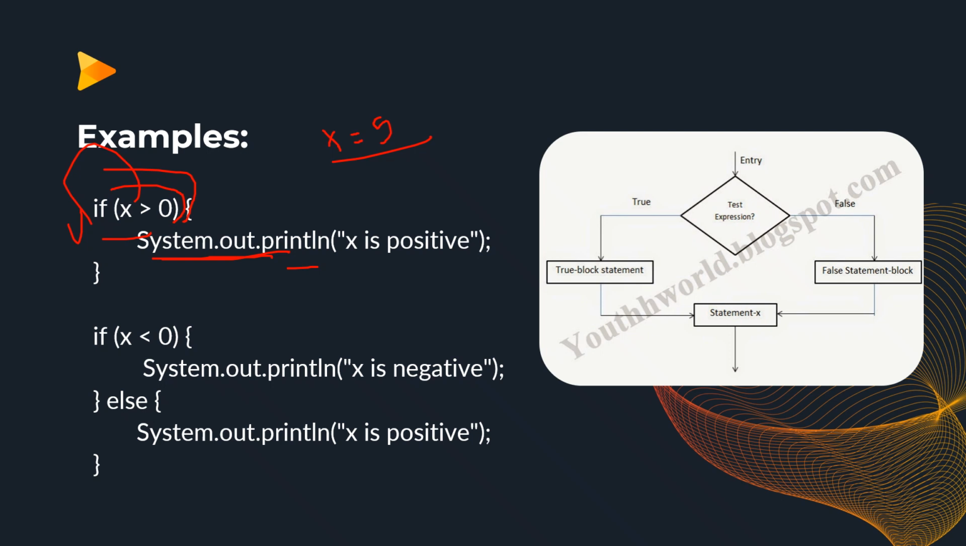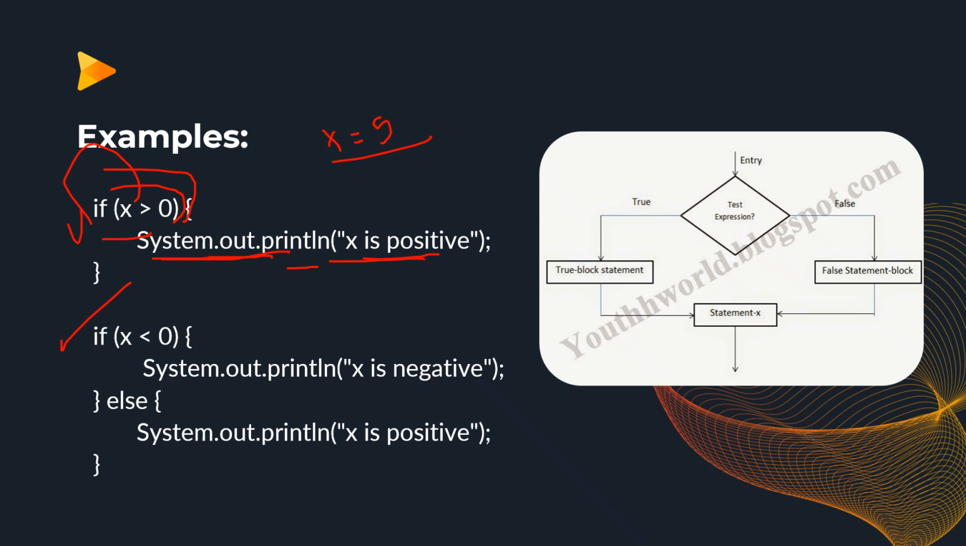So x greater than 0 means it is positive. We are checking whether it is positive or negative, and of course it is positive, so we are going to print x is positive. After that we have also given one more if statement. We can use as many if statements as we want in our program, so we can check multiple conditions.